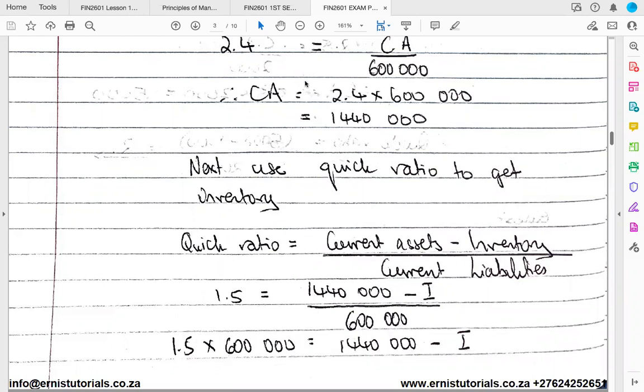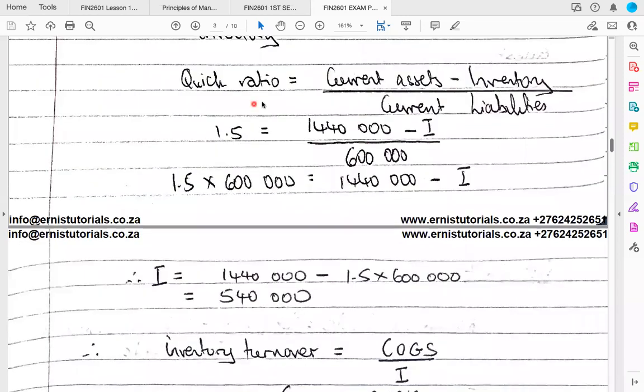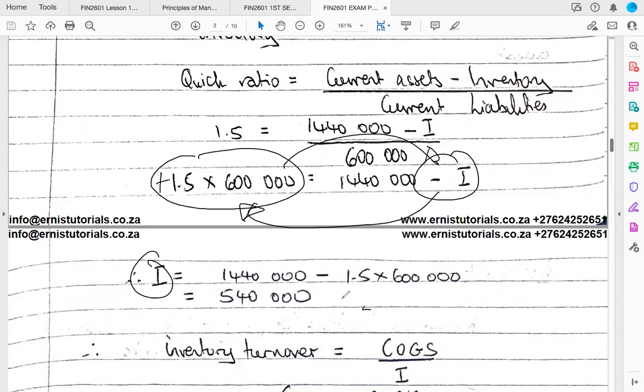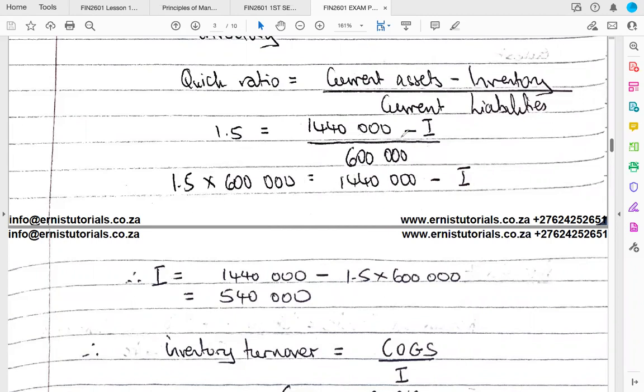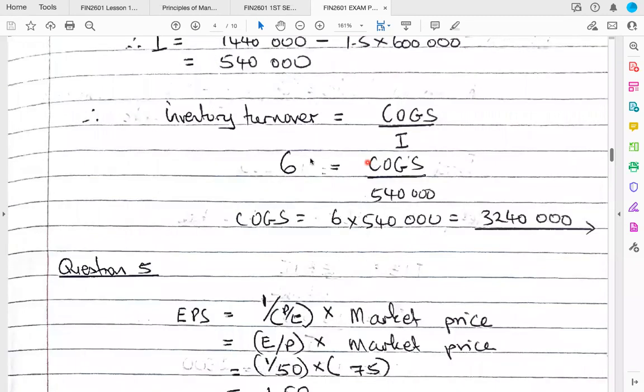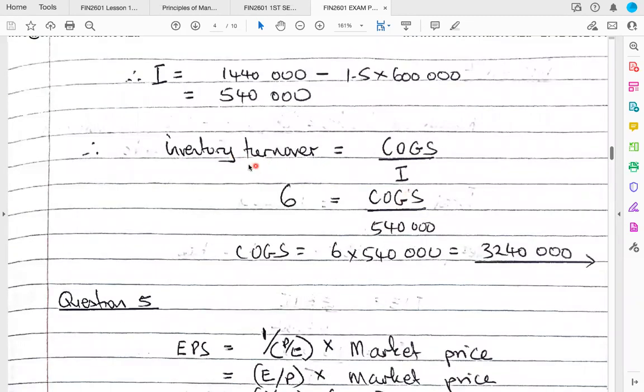Group everything to the same side. Negative inventory, if we take it to the other side, it becomes positive. Positive 1.5 times 600,000, if we take it to the other side, it becomes negative. So 1,440,000 minus 1.5 times 600,000, giving us inventory of 540,000. Then once we've got our inventory, we can now multiply our inventory with our inventory turnover to give us the cost of goods sold, right?